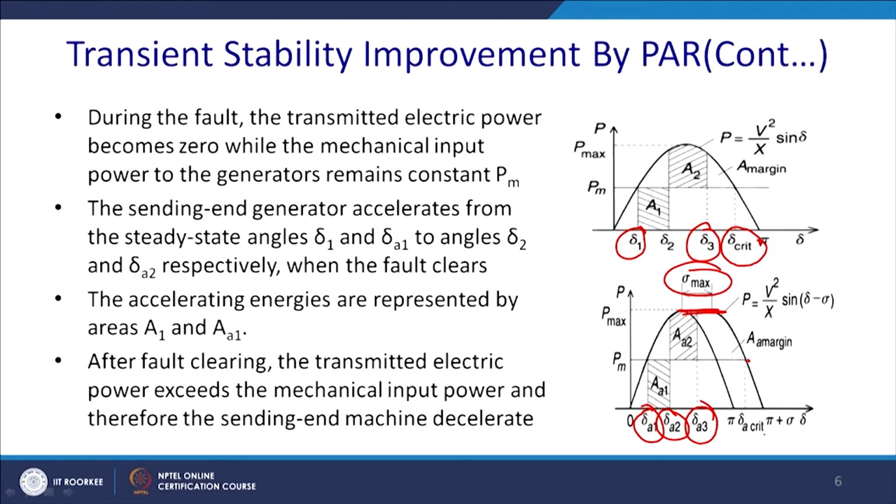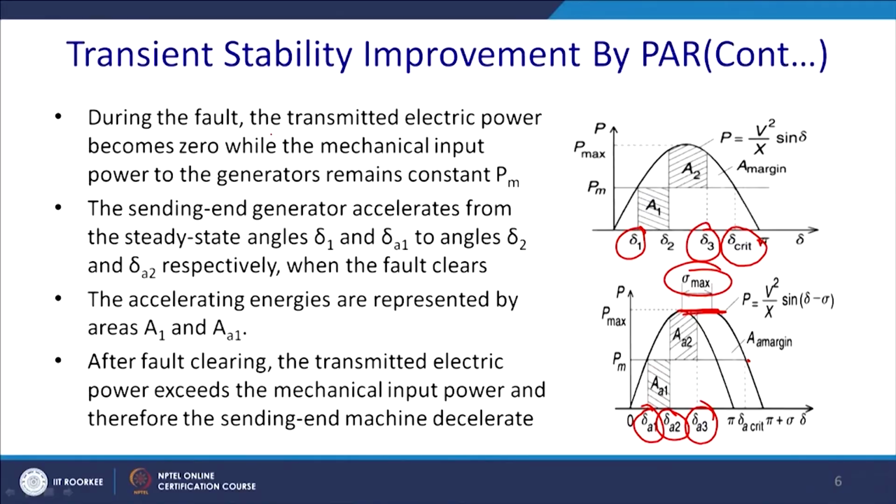So this actually gives breakers and other system enhanced time to mitigate the fault, as well as it enhances the transient stability. So let us take one by one. During the fault, the transmitted electric power becomes 0, and thus it is the cause of the accelerating area, while the mechanical input power to the generator remains constant, that is Pm. So this is given by this value.